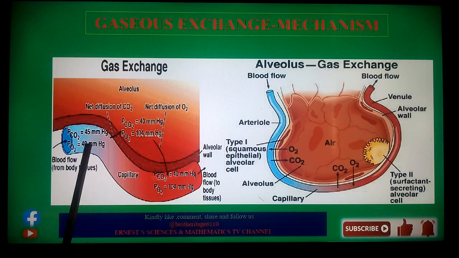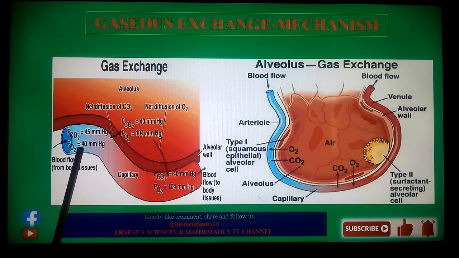The concentration of carbon dioxide is 45 millimeters of mercury against 40 millimeters of mercury of oxygen, which means this blood is more concentrated in carbon dioxide as compared to oxygen. In the outer environment, the carbon dioxide concentration is 40 millimeters of mercury, which basically means that the concentration at the surface of the alveoli for carbon dioxide is less than the concentration of carbon dioxide in blood. Therefore, this is going to create a gradient, whereby there is a net diffusion of carbon dioxide into the air of this section of the alveoli.